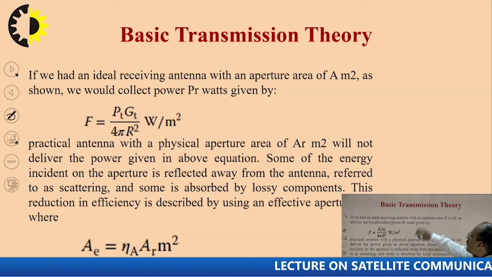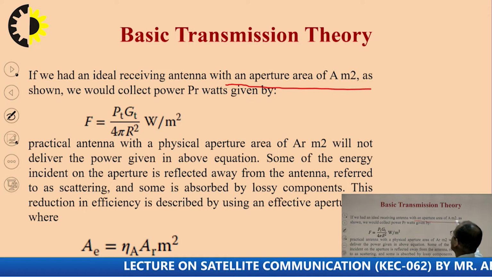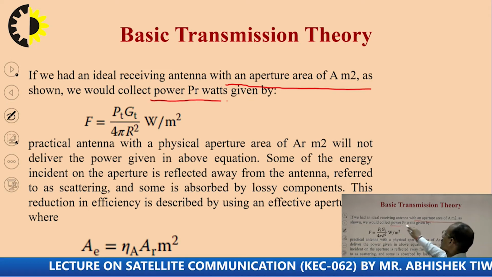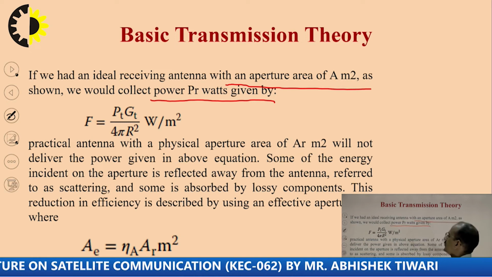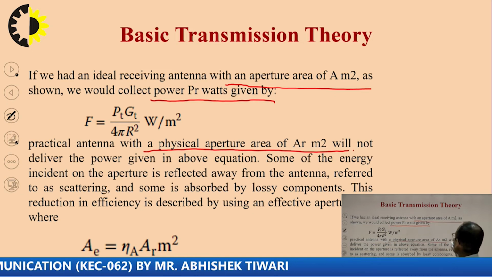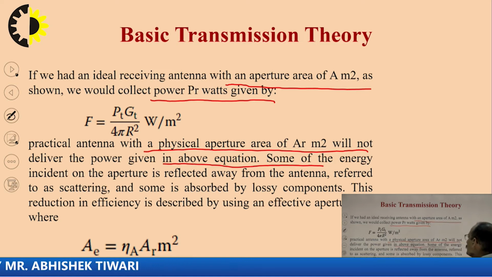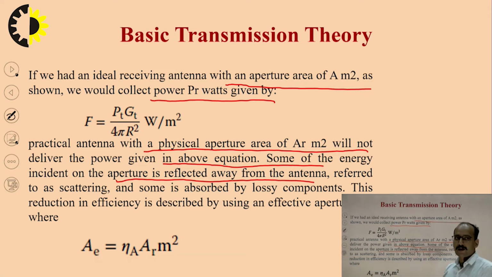Now we are talking about the receiving antenna with an aperture of A, which should collect power PR, given by F equal to PT GT upon 4π r square watt per meter square. A practical antenna with a physical aperture area of AR meter square will not deliver the power given in the above equation. Some of the energy incident on the aperture is reflected back from the antenna, referred to as scattering. Some of it is also absorbed in lossy components. So this reduction in efficiency is described by using the effective aperture AE.